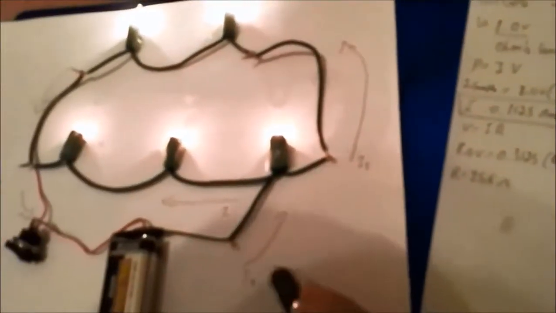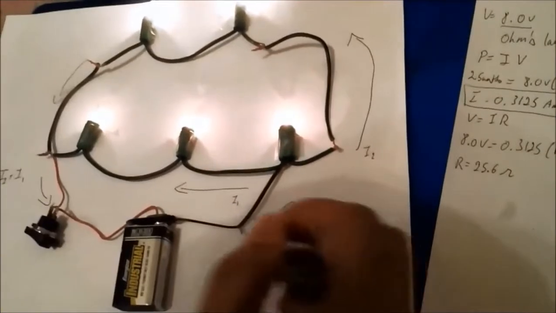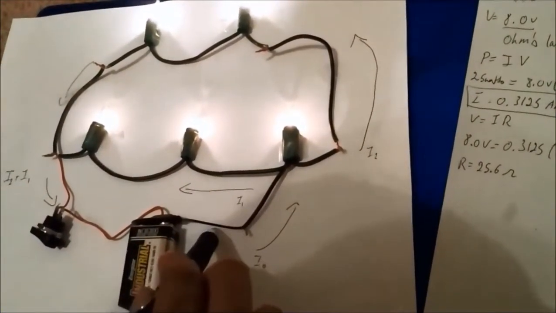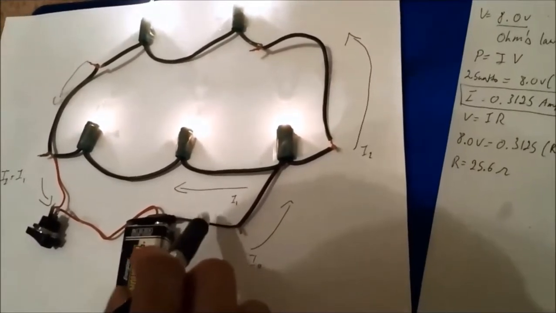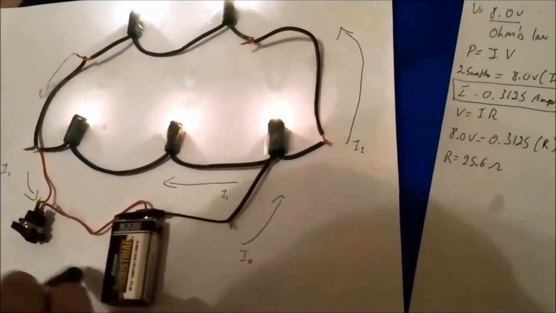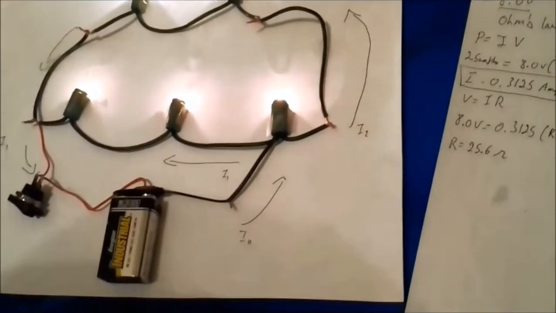So what that basically tells us is that the resistance in the copper wire itself is 25.6 ohms, and the current at the beginning is 0.3125 amps, and at the end it goes back down to 0. Okay.